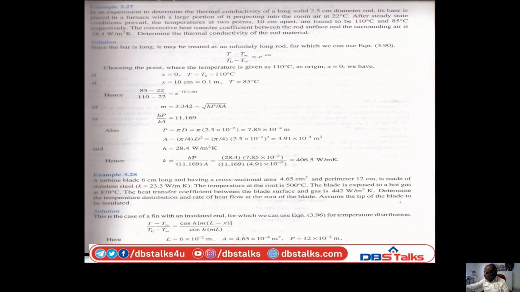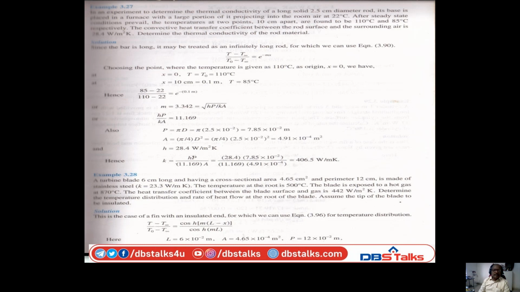Since it is a long rod, in case of a long fin, the temperature distribution equation is (T minus T infinity) by (T naught minus T infinity) equal to e to the power of minus mx. He is asking to find out the K value. In this fin, he has given all the temperatures: atmospheric temperature, base temperature, and temperature in between on the fin. He is asking to find out what is the value of K.